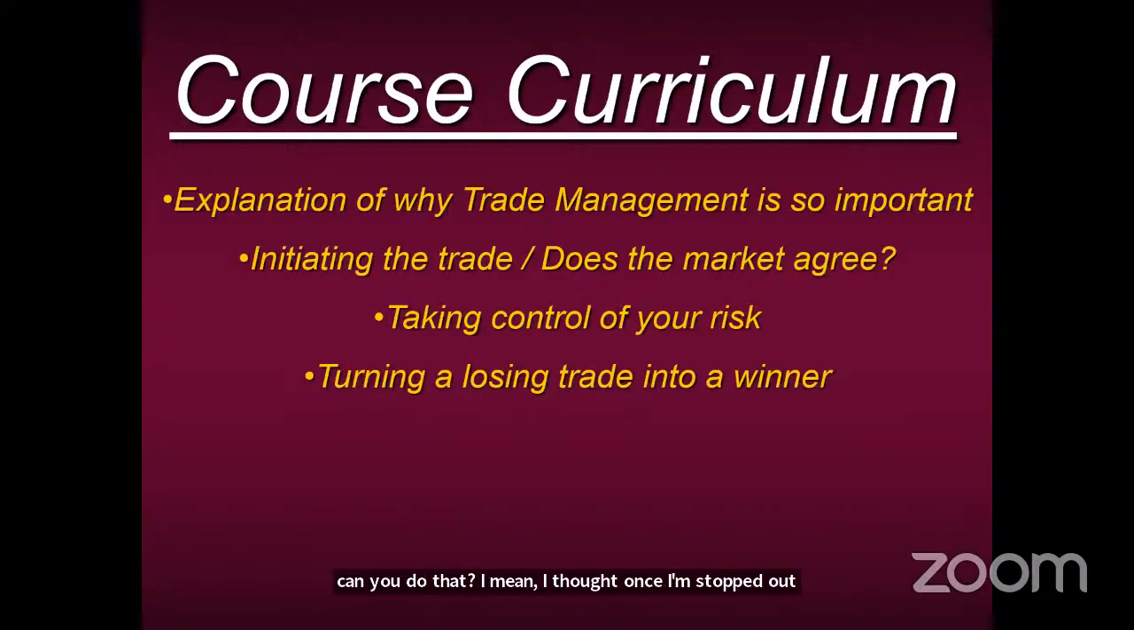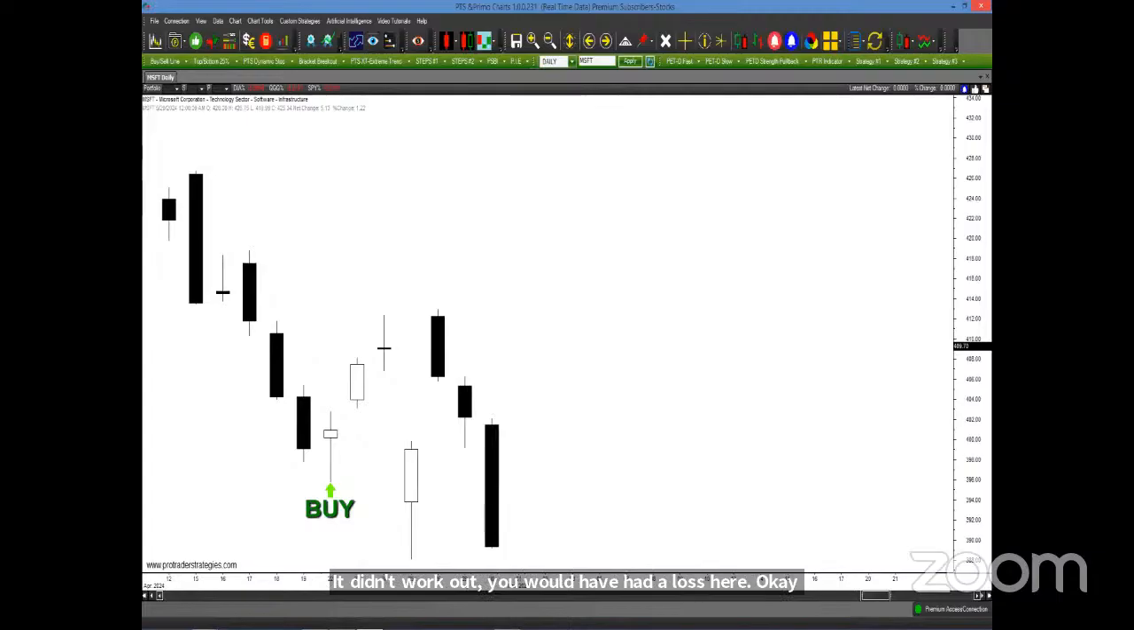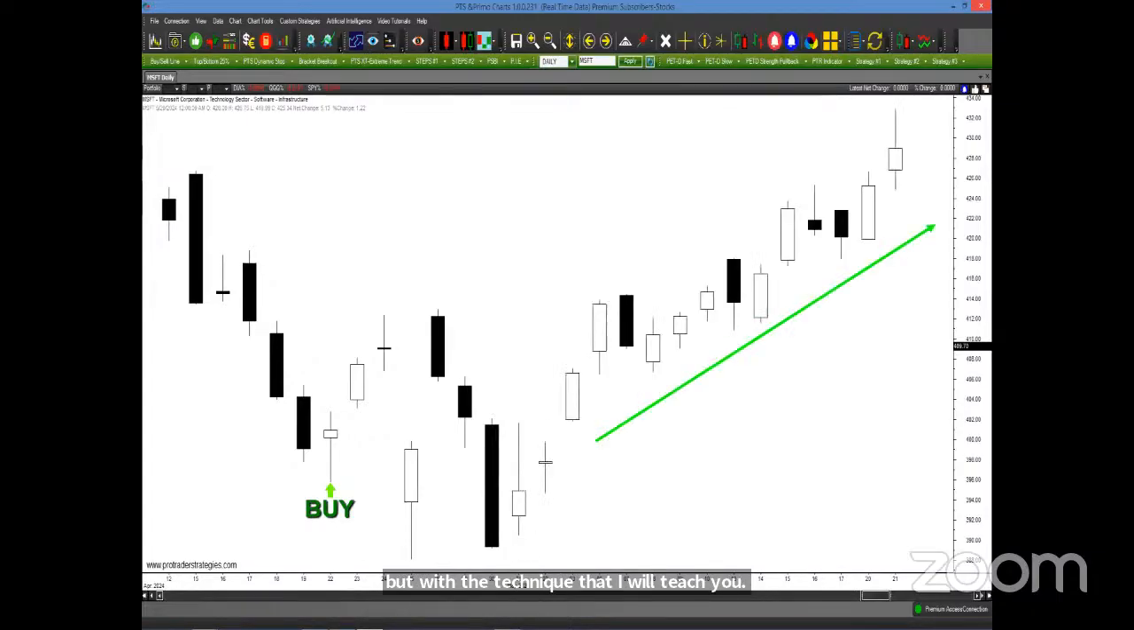Well, not really. For example, let's look at this chart here in Microsoft. This was an actual buy signal going back to April. Okay. Now look what happened. It was confirmed, but it didn't work out. You would have had a loss here. Okay. But with the technique that I will teach you, you would have been able to turn this loss into a winner, where you could have potentially captured more profits simply by applying this trade management technique.